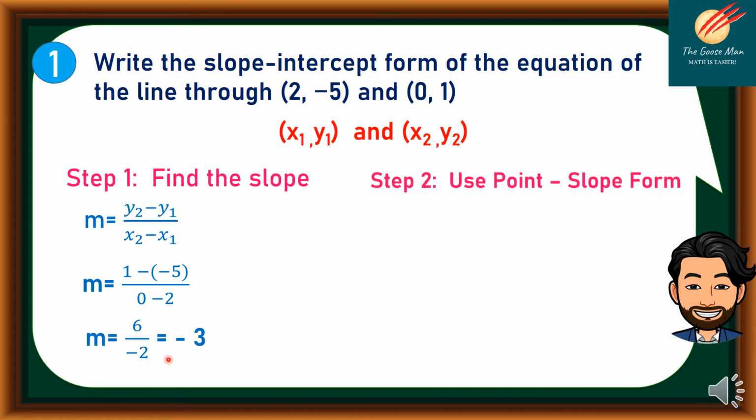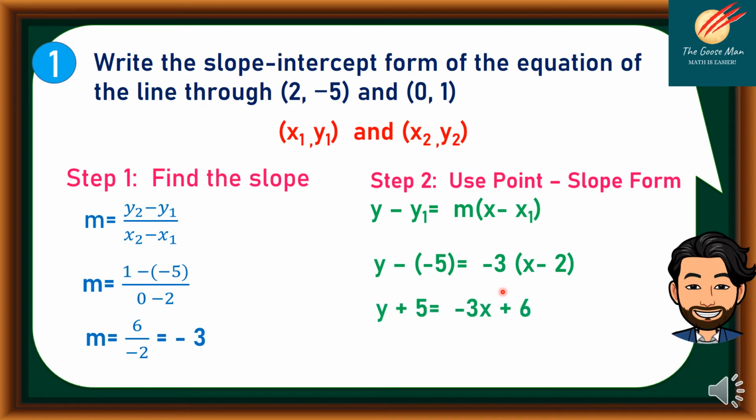The next step that we will do is use the point slope form such that it will have y minus y sub 1 is equal to m times x minus x sub 1. Substitute the value of m as well as y sub 1 and x sub 1. So therefore, we have y minus -5 is equal to -3 times x minus 2.